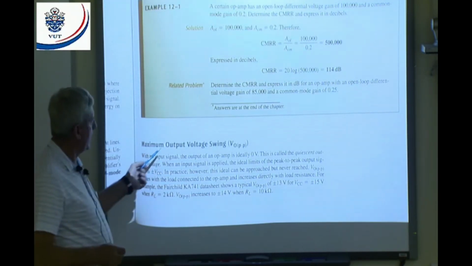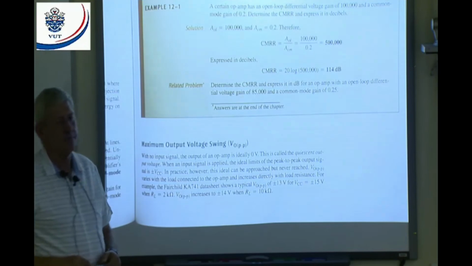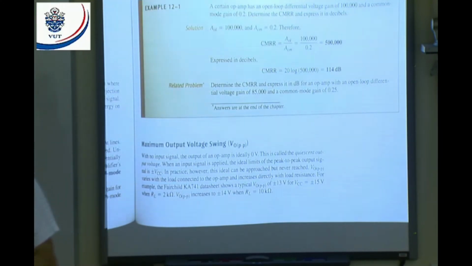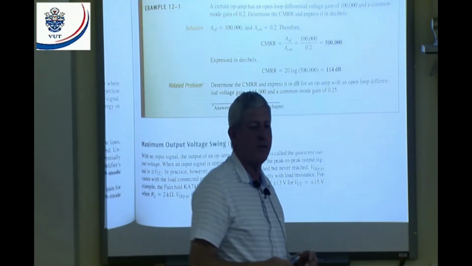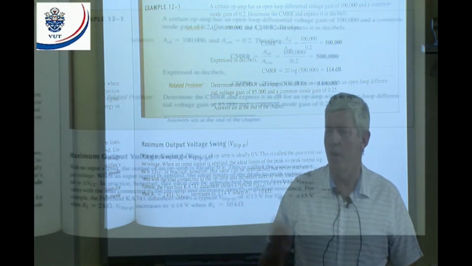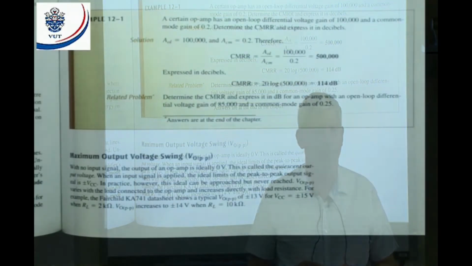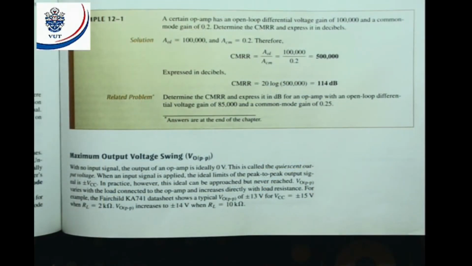The next thing, maximum output voltage swing, V out peak to peak. Now, quite important, what determines the maximum output of an op-amp? What determines the maximum output of an op-amp? Anybody?